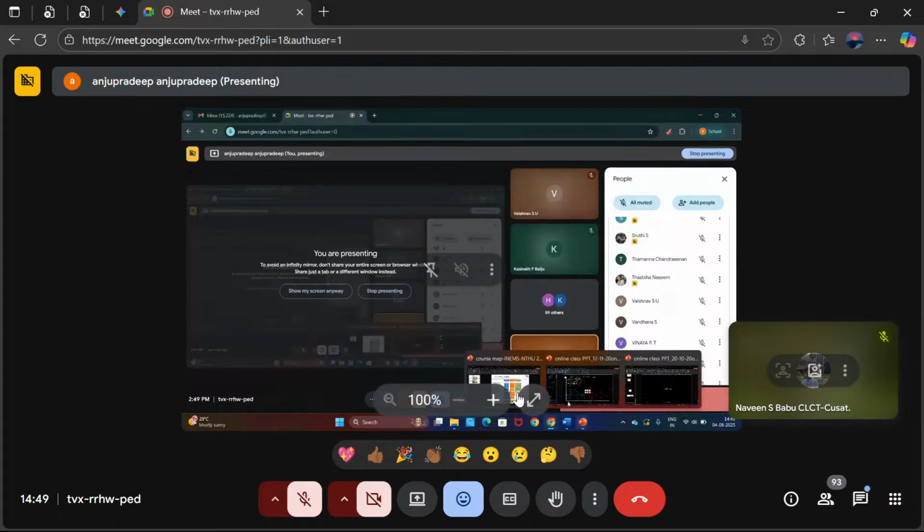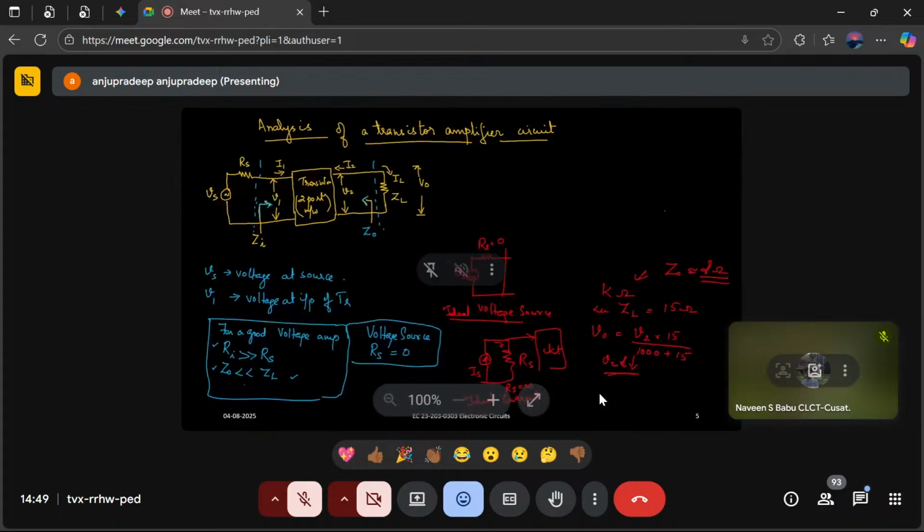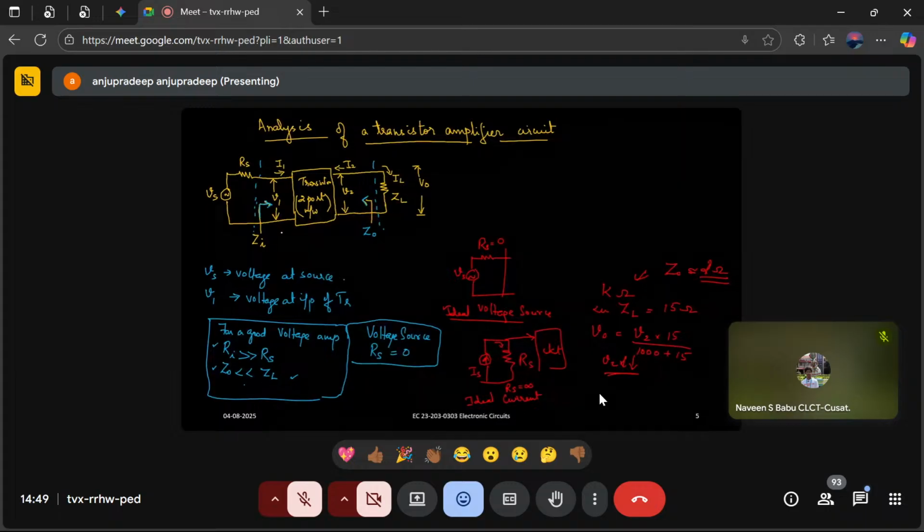So these portions are very important. I won't get time to repeat in class in offline mode, so take down notes properly. V1 is the voltage that is actually coming across the transistor and current I1 is flowing into the transistor. So V1 by I1 will result in an input impedance Zi, which is equivalent to Ri.